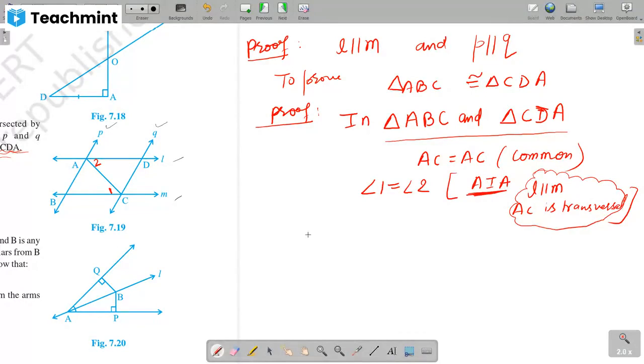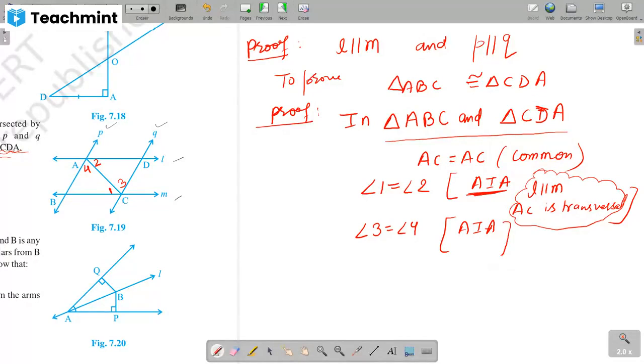Ma'am, angle 3 is equal to angle 4, angle DCA equals angle BAC. Yes, ma'am. So let it be angle 3 and let it be angle 4. So now we can write angle 3 is equal to angle 4. Same reason, alternate interior angles, but here also these two lines, L and M, are parallel. Yes, ma'am, the same reason.